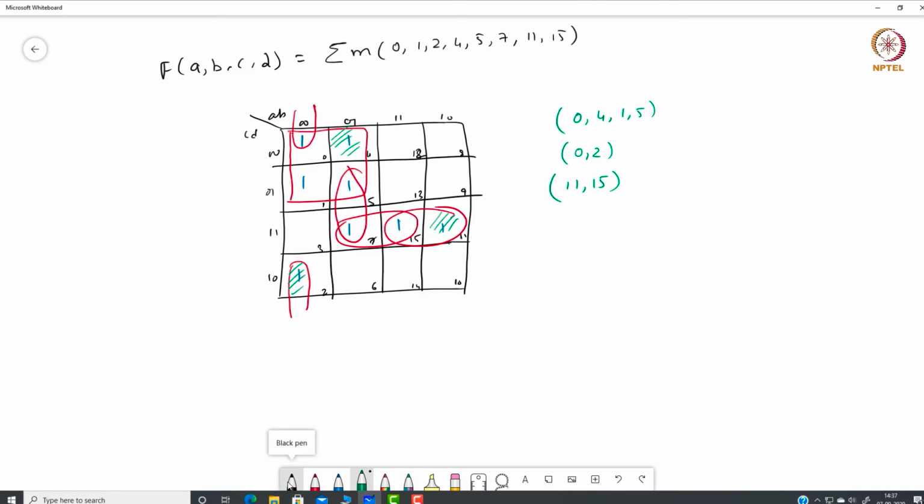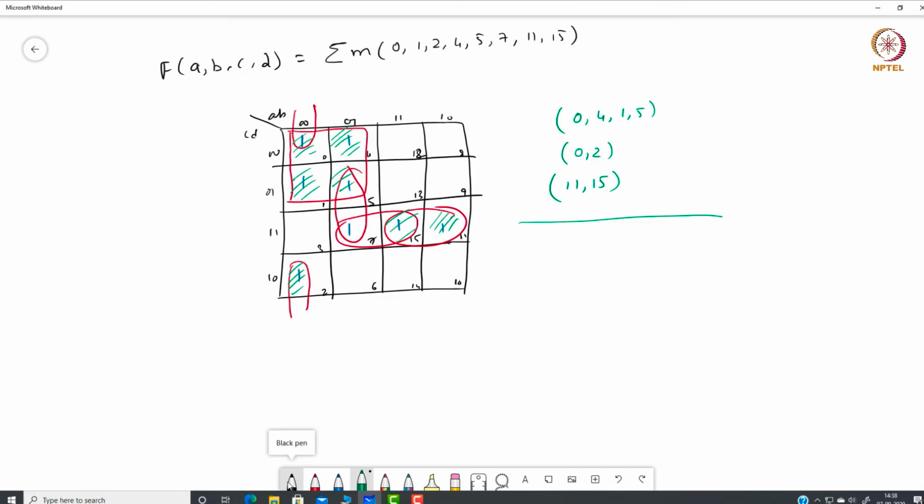Now if we see the terms which are covered by these essential prime implicants, these four terms are covered, these two terms are covered, and this is covered. So what remains uncovered is minterm 7. So minterm 7 is the remaining minterm. So that means we have to choose.